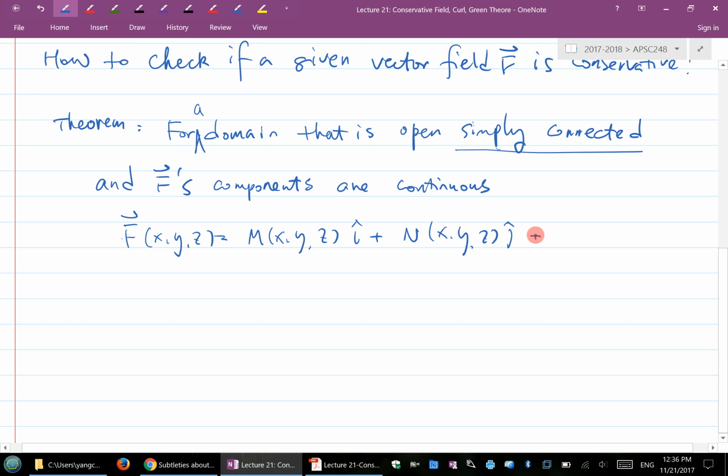So m, n, p. Okay, so there are 3 components for this vector function, and each one of the components is continuous within that domain. Continuous basically means if you plug in x, y, z from the domain into these components, they should give continuous values, not anything like all of a sudden there's infinite or negative infinite, that type of thing.